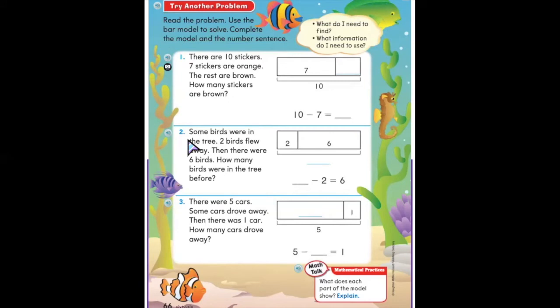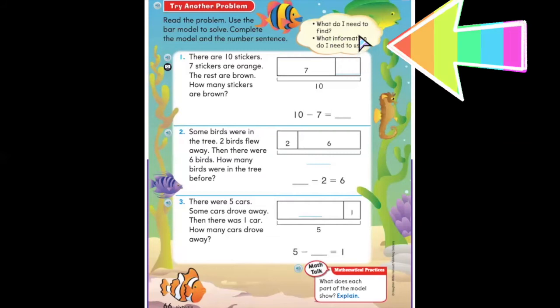Next, let's take a look at number 2. Number 2 says, some birds were in the tree. 2 birds flew away. Then there were 6 birds. How many birds were in the tree before? Just like in our last problem, we are going to use these two questions to help guide us on how to solve. What do we need to find here? We need to find how many birds were in the tree before.